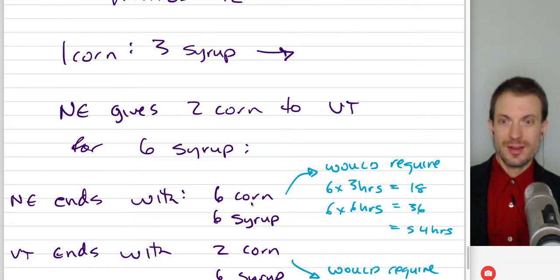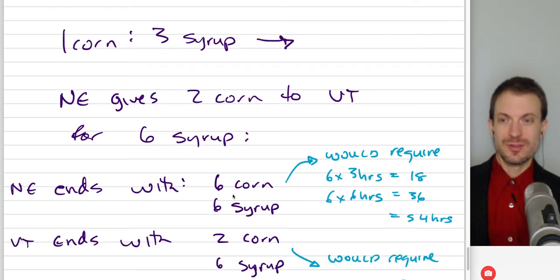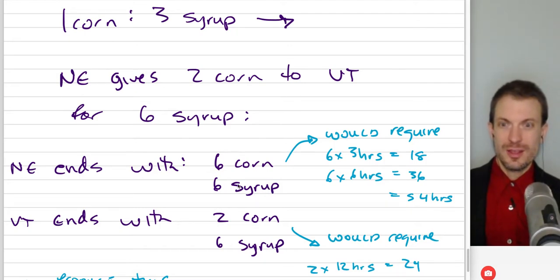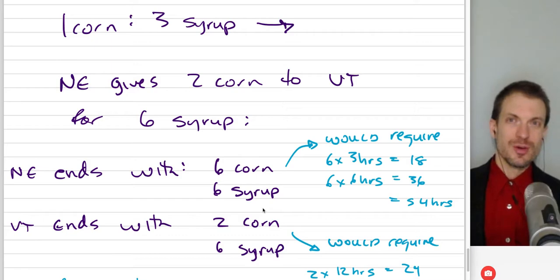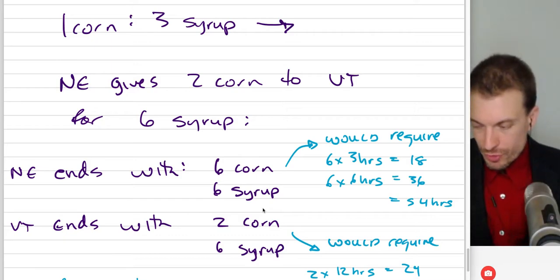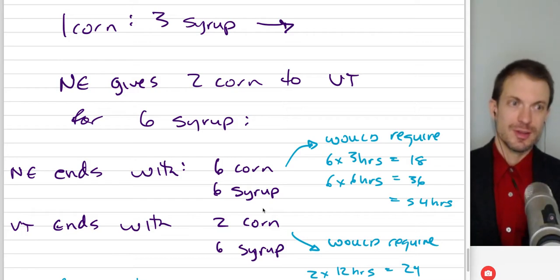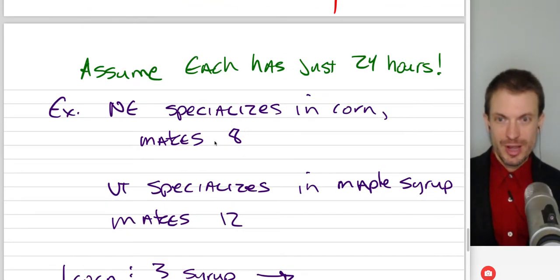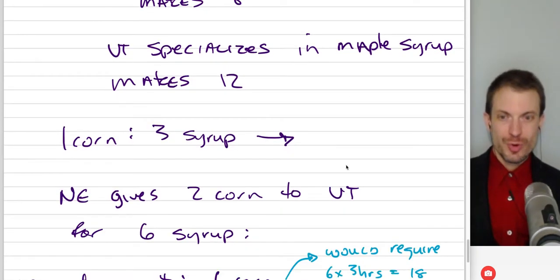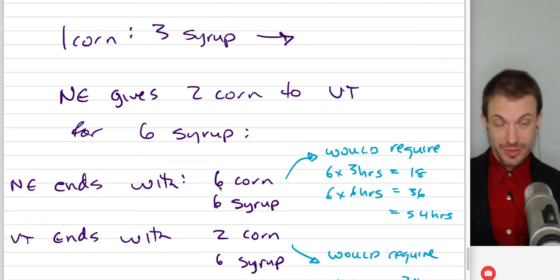So Vermont had initially made 12 syrup. They're going to give 6 to Nebraska. And so after they specialize and then trade, Nebraska ends up with 6 corn and 6 syrup. Vermont ends up with 2 corn and 6 syrup. What I want to show is that this mutually beneficial trade is going to allow both to consume something they couldn't possibly have produced given the time available. So let's see what's happened. They had 24 hours available. Nebraska made 8 corn, gave 2 to Vermont. Vermont made 12 syrup, gave 6 to Nebraska. And they both used 24 hours to make these outputs that they're now consuming.